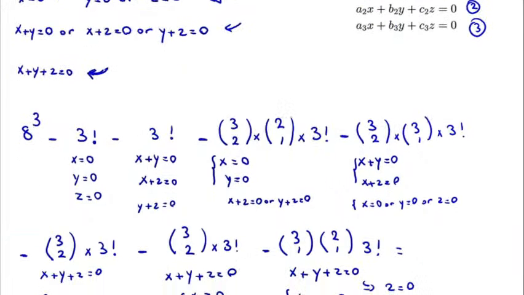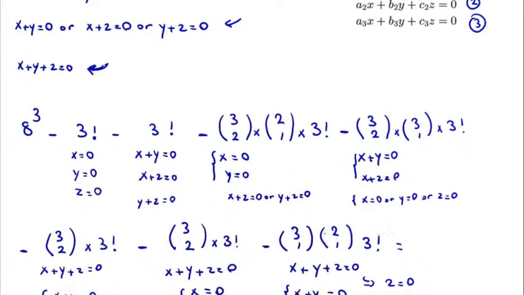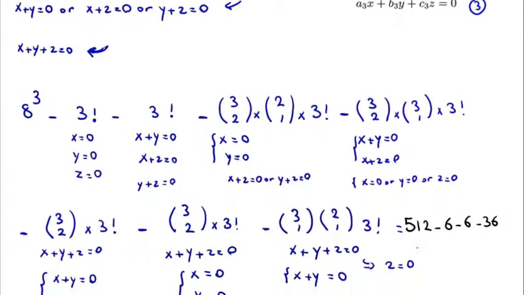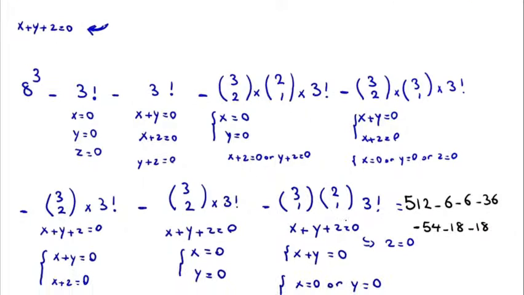So let's see what it will be. Let me write with different colors. 8 cubed will be 512. Minus 3 factorial is 6. Minus 3 factorial is 6. Minus 3 times 2, 6. 6 times 6, 36. Minus 3 times 3, 9. Times 6, 54. Minus 3 times 6, 18. Minus 3 times 6, 18. Minus 3 times 2, 6. 6 times 6, 36.